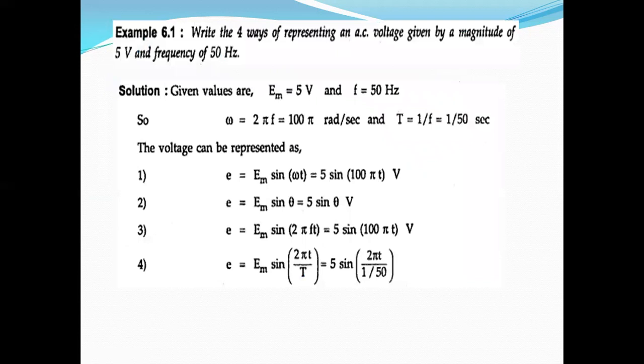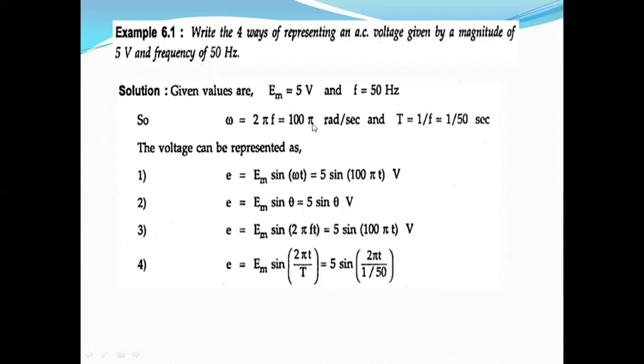So here is an example, right? The four ways of representing an alternating current voltage given by a magnitude of 5 volt and frequency of 50 hertz. You have to solve this. Given is to write the four ways of representing the AC voltage, so in four different forms of equations you have to represent this alternating voltage. The magnitude is 5 volt, which means Em, the maximum value, is 5 volt, and frequency is given, F is equal to 50 hertz.